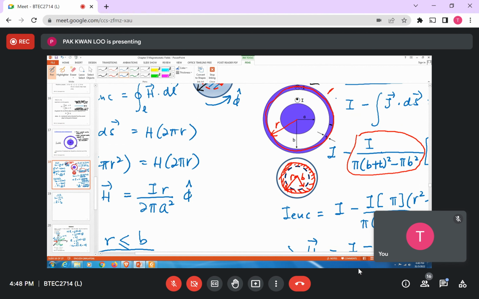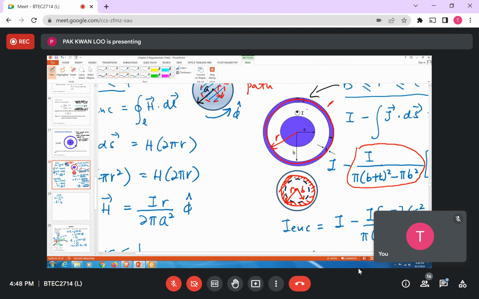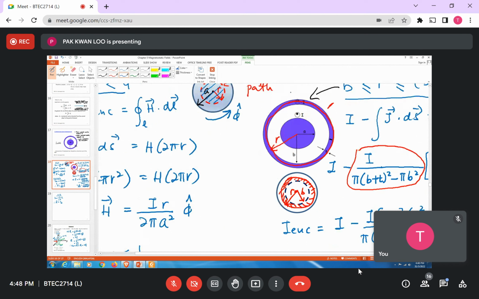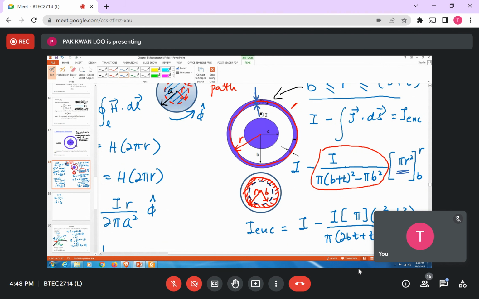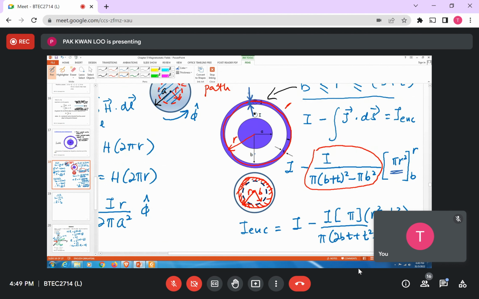So for example, okay, I know my circle is not perfect. Let's say this is the thickness. So this is the Amperian path that encloses the surface area, right? So this path here, it should be pi r squared. So evaluation from B to R. Yeah, B to R.